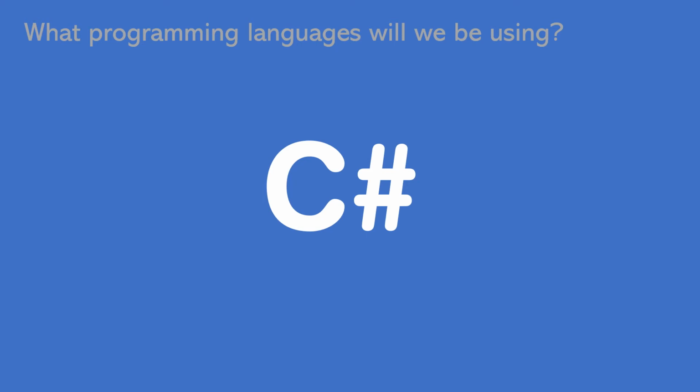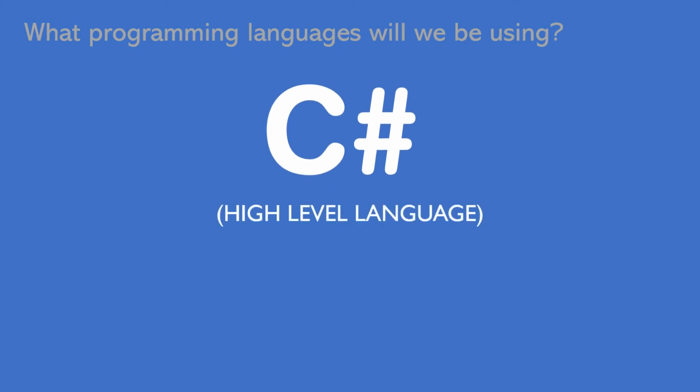So, C# is a high-level language. We are not writing low-level code in this series. Maybe as a bonus part at the end, but really, we're not writing low-level code. We're going to keep things simple here.